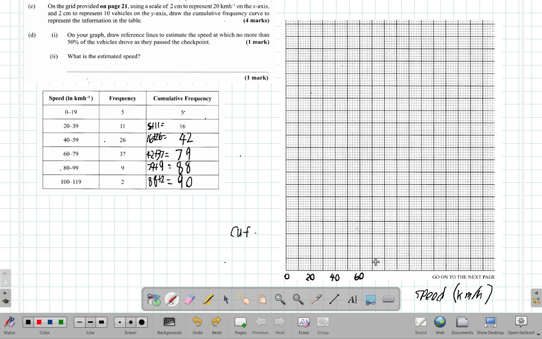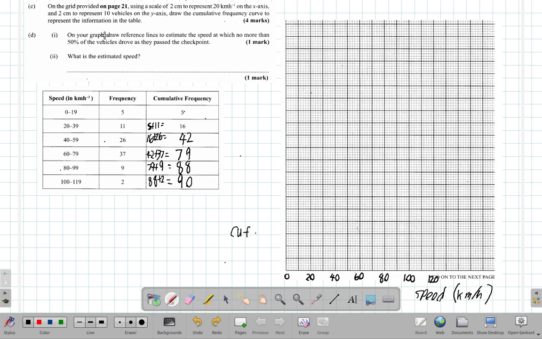Then another 2 centimeters gives you another 20 kilometers per hour, so 20 plus 60 gives you 80. Then 2 more centimeters, another 20, so 20 plus 80, 100. We need to go one more. 1 centimeter, 2 centimeters gives you 20 more, so 120. 120 here. Okay, good. We covered the x-axis.